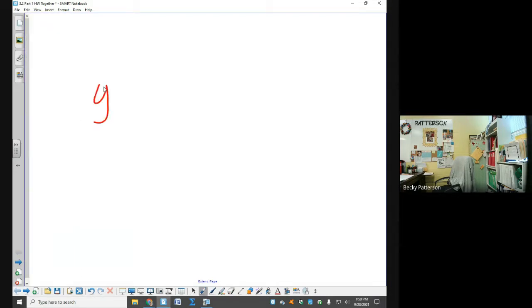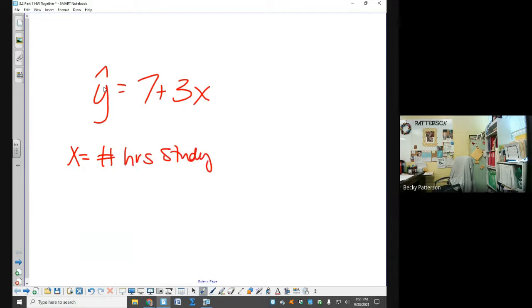When you define your variables, when you have y hat equals, I don't know, 7 minus 3x. And let's do this. And we are predicting, I don't know, the grade based on how long you've studied. You have to tell me that x is the number of hours studied. Sorry. And y hat is what? The predicted grade. You have to define your variables. Okay.